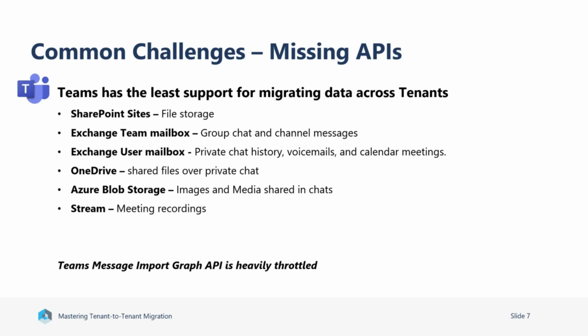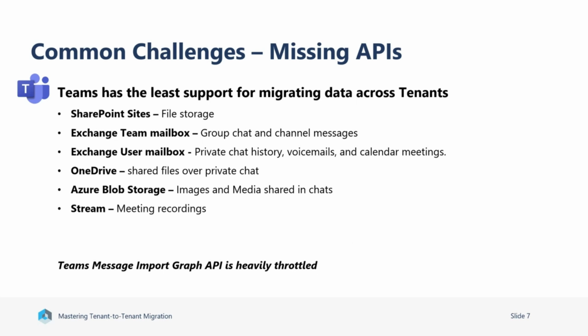One of the problems with Microsoft Teams is that it's actually built up of several components. File storage uses SharePoint sites in the back end, which is fairly straightforward. But when it comes to group chat and channel messages, there's an Exchange team mailbox. And when we get down to private chat history, voicemails, calendar, and meeting invites, they're actually hosted in the user's mailbox, which is again separate from the team. Any shared files over private chat are also copied to the participants' OneDrive accounts.